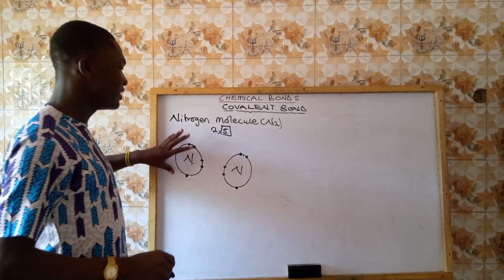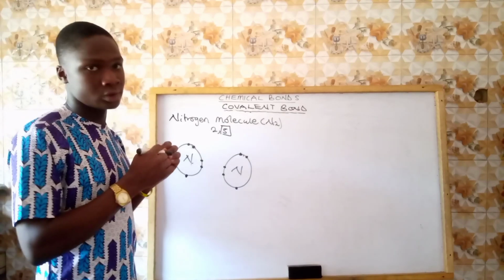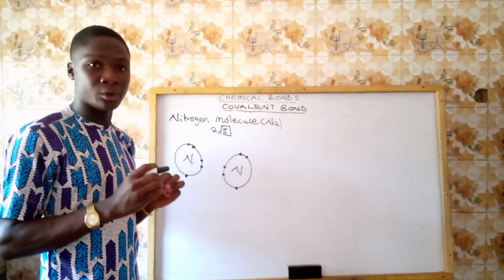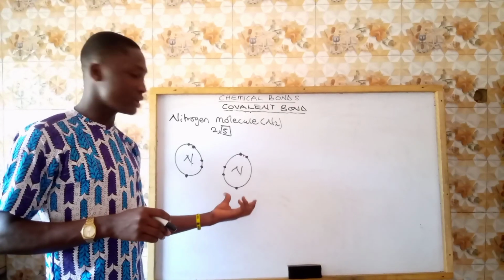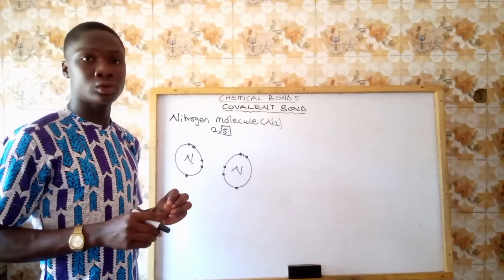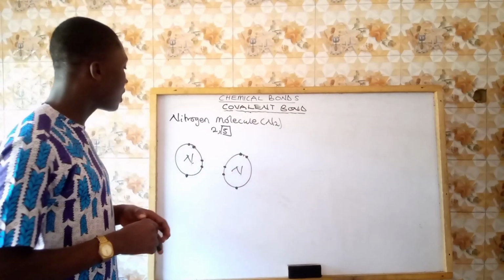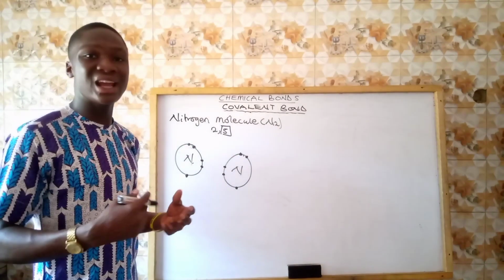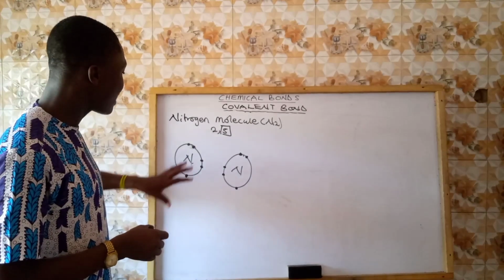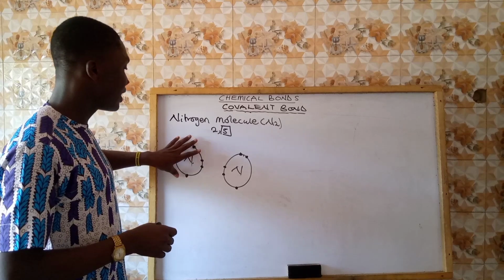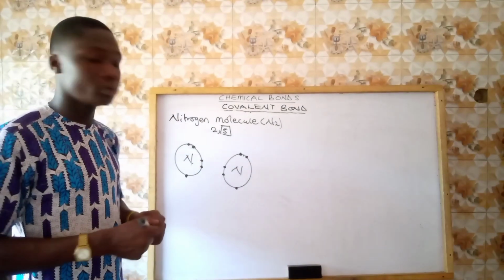So this one needs 3 electrons to add up to the 5 electrons to get 8 for it to become stable, to fulfill the octet rule. The same thing applies to this one too. It needs 3 electrons to be added to the 5 electrons to become stable. So now what they will do is share the electrons. How will they share the electrons? Since this one needs 3 electrons and this one also needs 3 electrons, let's rearrange it so that they share the electrons perfectly.